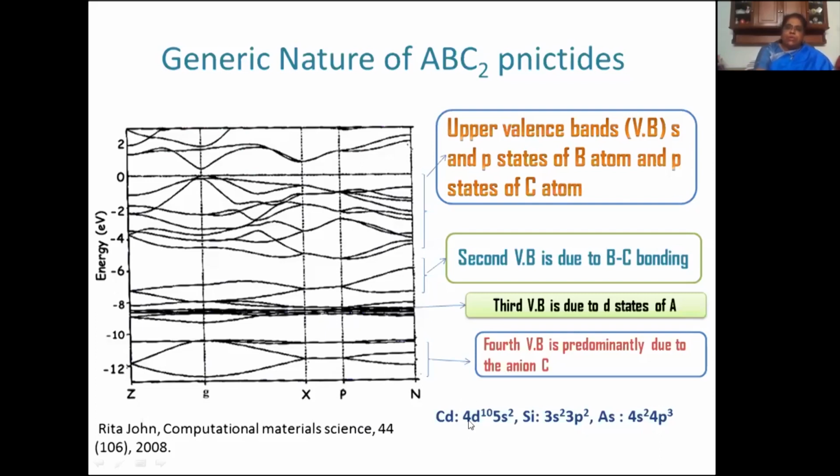Now what are the outermost valence electrons? 4d10, 5s2. And what about silicon? 3s2, 3p2. What about arsenic? 4s2, 4p3. Now, when a particular compound is formed by combining the three elements, forming a ternary semiconductor, these electrons are going to play a major role.